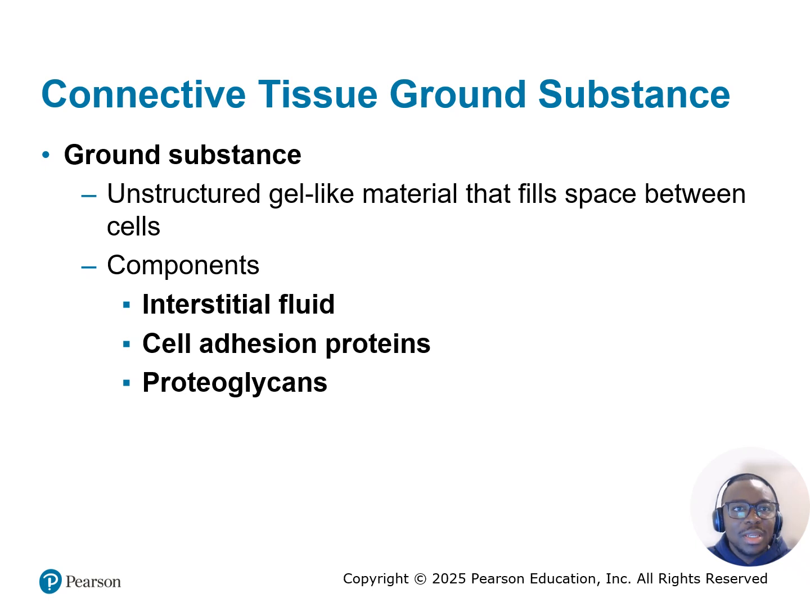Ground substance is unstructured gel-like material that fills spaces between cells. It is the medium through which solutes diffuse between blood capillaries and the cells. Ground substance is composed of interstitial fluid, cell adhesion proteins, and proteoglycans. Cell adhesion proteins form the glue for attachment. Proteoglycans consist of a protein core with attached large polysaccharides called glycosaminoglycans, for example, chondroitin sulfate and hyaluronic acid.